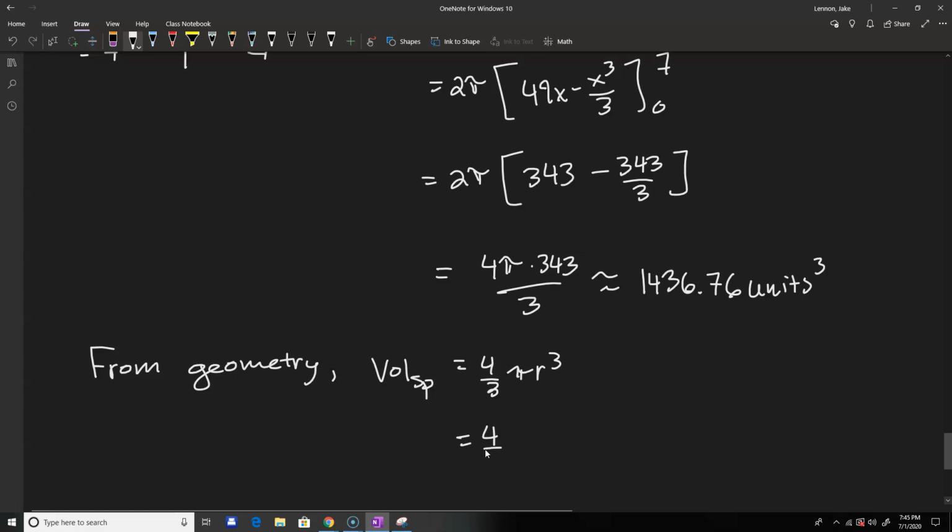We're getting 4/3 times pi times 7 to the 3rd power, which is 1436.76 units cubed. So our calculus reaffirms what we learned in geometry in this example. All right, so on to the last one.